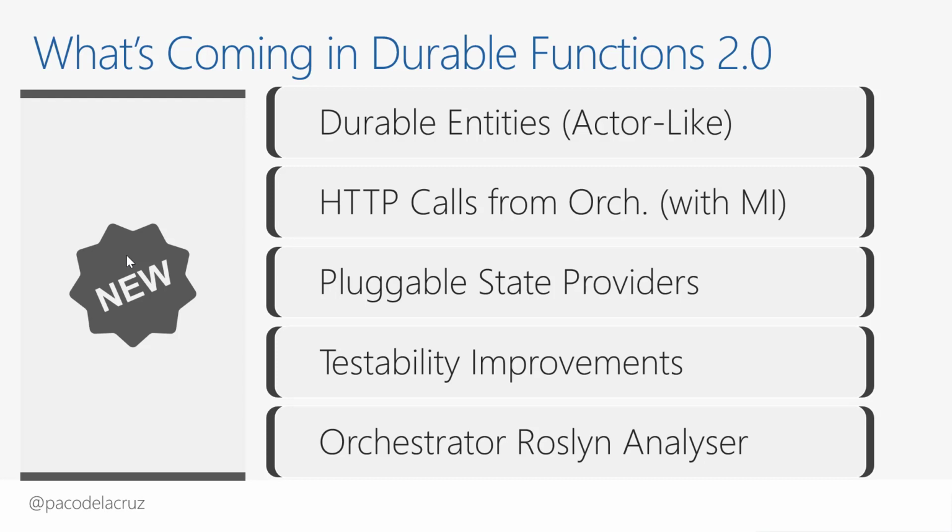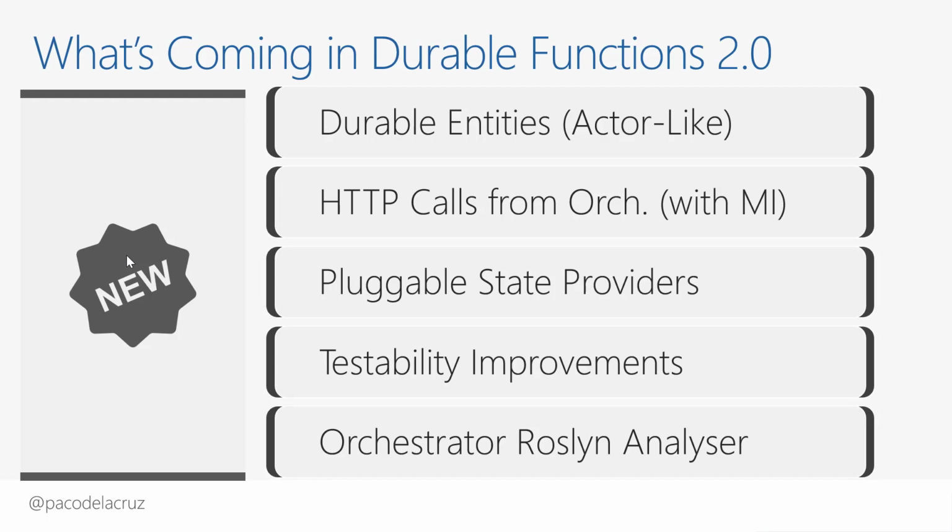So Durable Functions 2.0 is coming later this year. At the moment, we have the beta 3 preview release. The main feature that is coming in this release is durable entities, which we're going to cover tonight. And this is very similar to the actor pattern, like Akka.NET or Orleans.